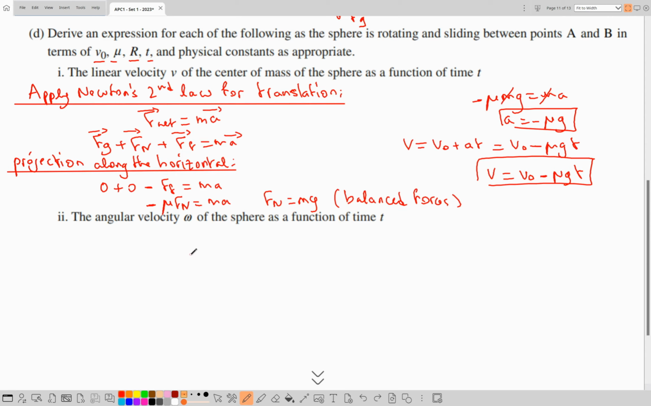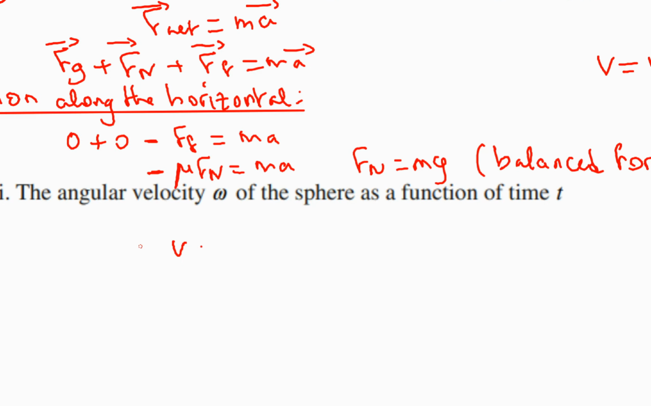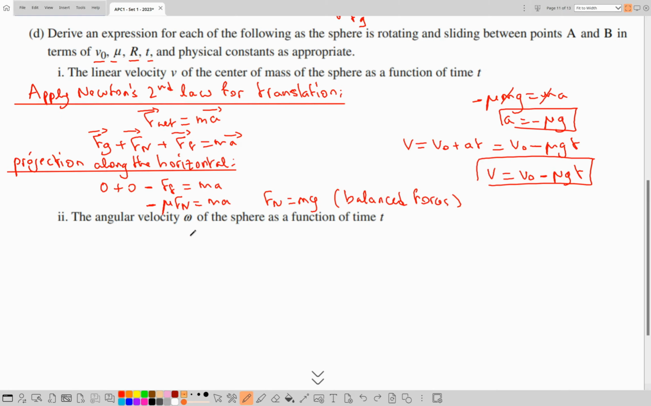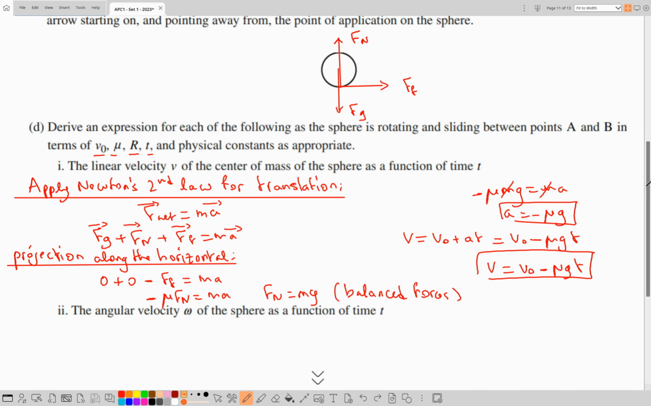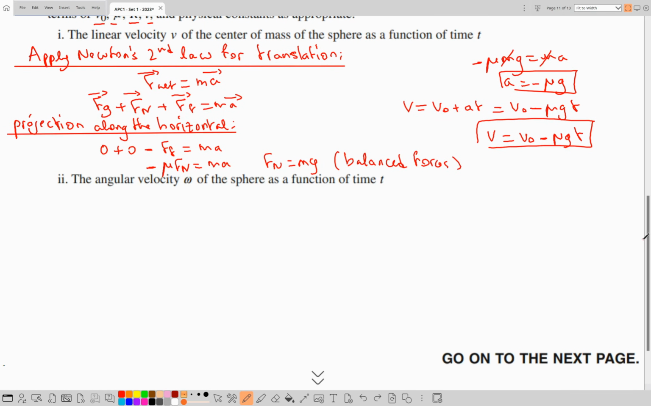One thing that you might do wrong here is to say that v is equal to omega r, and since we have already found v as a function of t, omega can be deduced directly. And this is completely wrong. Why? Because as we have stated and stressed, between points A and B we have rolling with slipping, with sliding, which means that v and omega are not related in any sense.